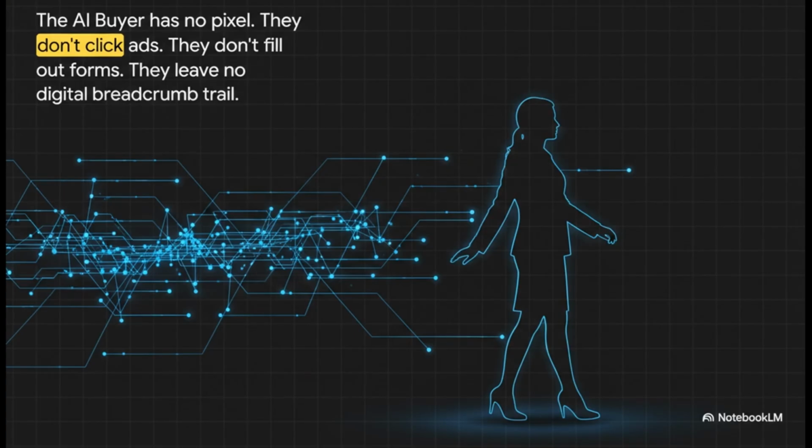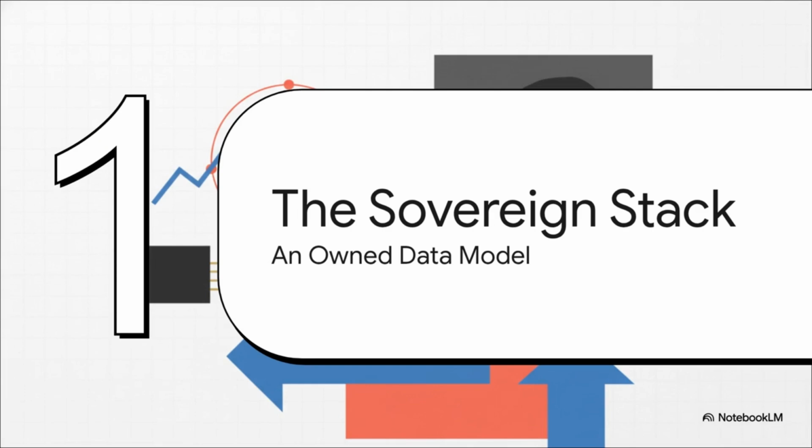And here's the crucial point. This AI buyer has no pixel. They don't click ads, they don't fill out forms. They are, for all intents and purposes, a ghost in your system. These AI agents just scrape your website, read your content, and evaluate your company, all without leaving any of those little digital breadcrumbs your entire marketing model relies on. So what do we do? Your data is collapsing and your future buyers are invisible.